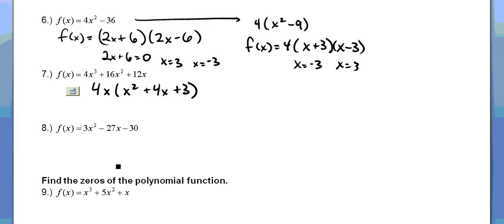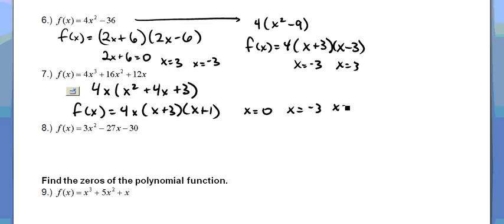Now this looks like it's easier to factor. So my factored form is f of x equals 4x, and then x plus 3, x plus 1. So my zeros here are relatively easy. X equals 0, x equals negative 3, and x equals negative 1.